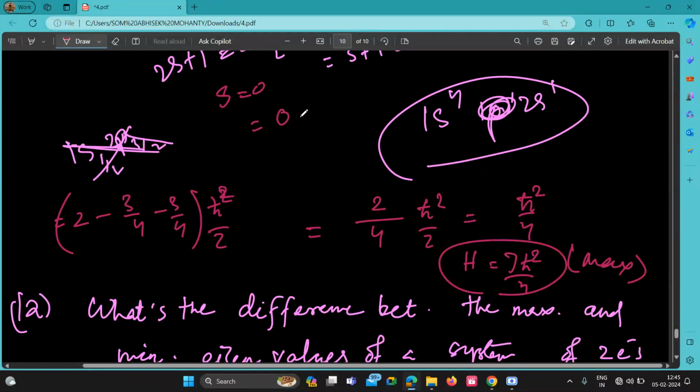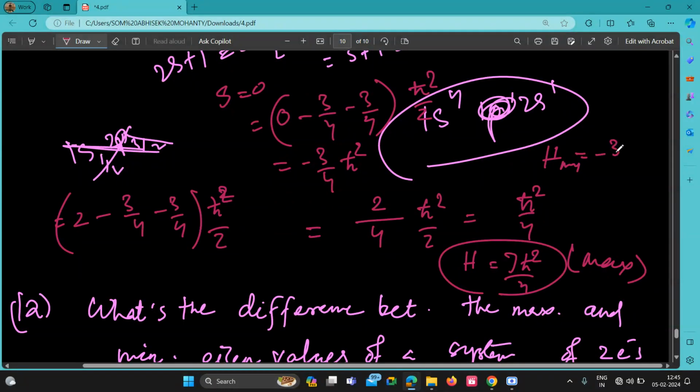You can also calculate for S equal to 0. Exactly the same thing. Here it will be 0 minus 3/4 minus 3/4, ħ squared by 2. That will be minus 3/4 ħ squared. And H minimum will be minus 3J ħ squared by 4.